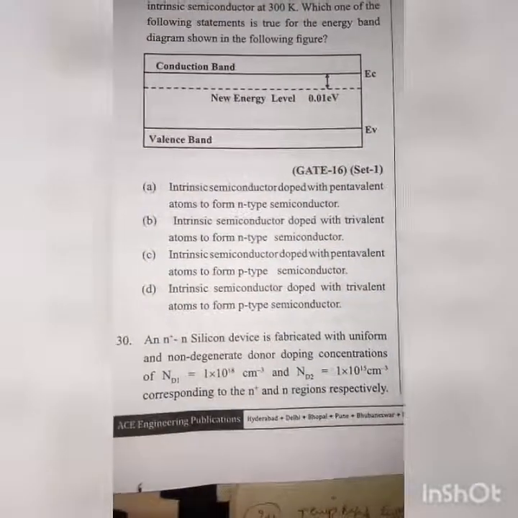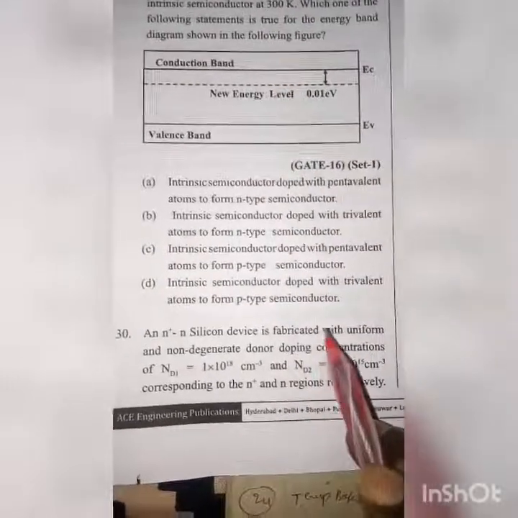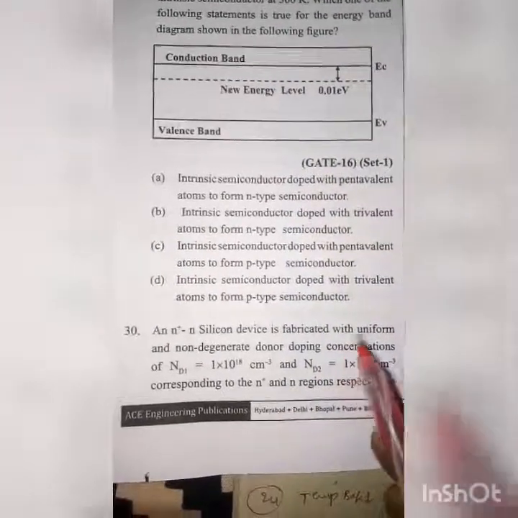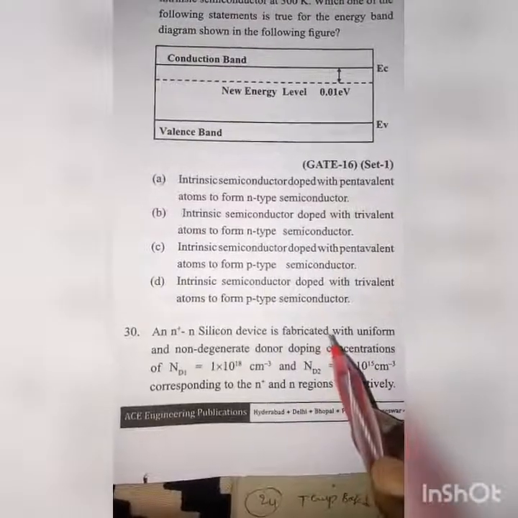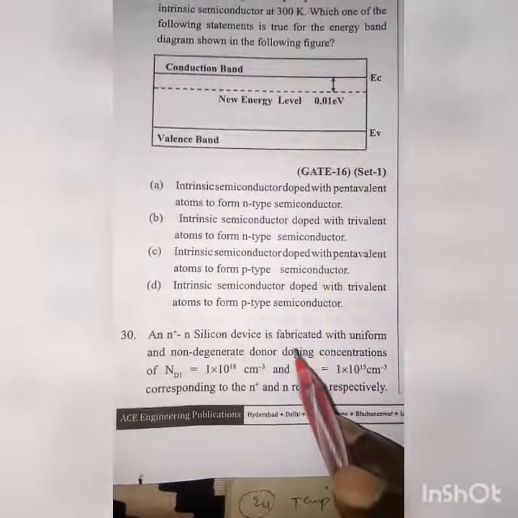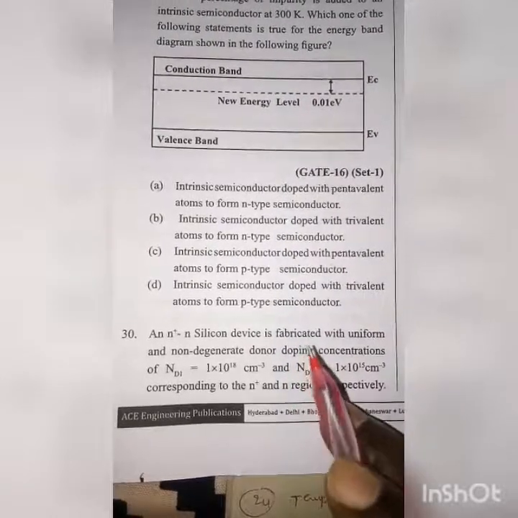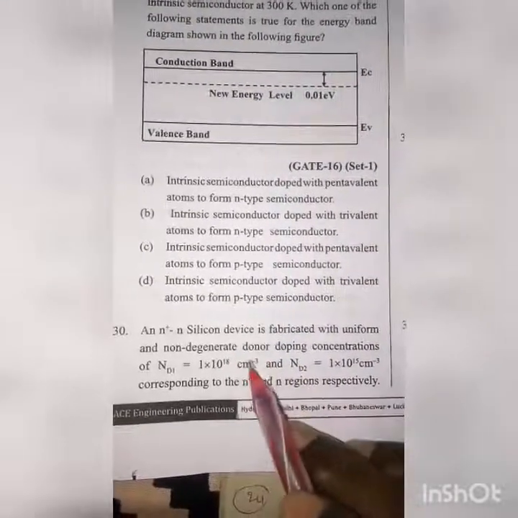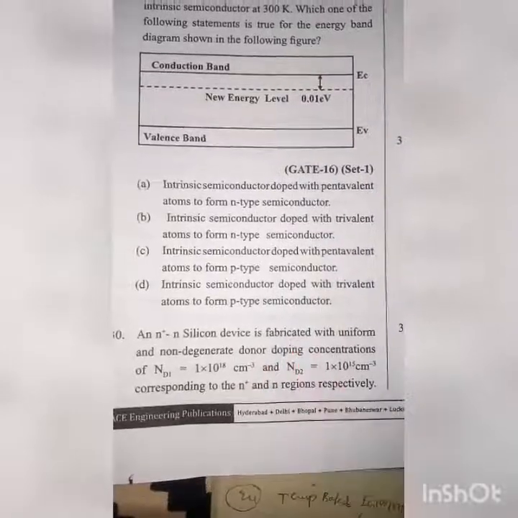So move to the next. This is also from diffusion. That's why I told you that recently he is concentrating on diffusion problems. That's why I will tell you all the diffusion questions at one time later. So this is also on diffusion. Move to the next question, 31.